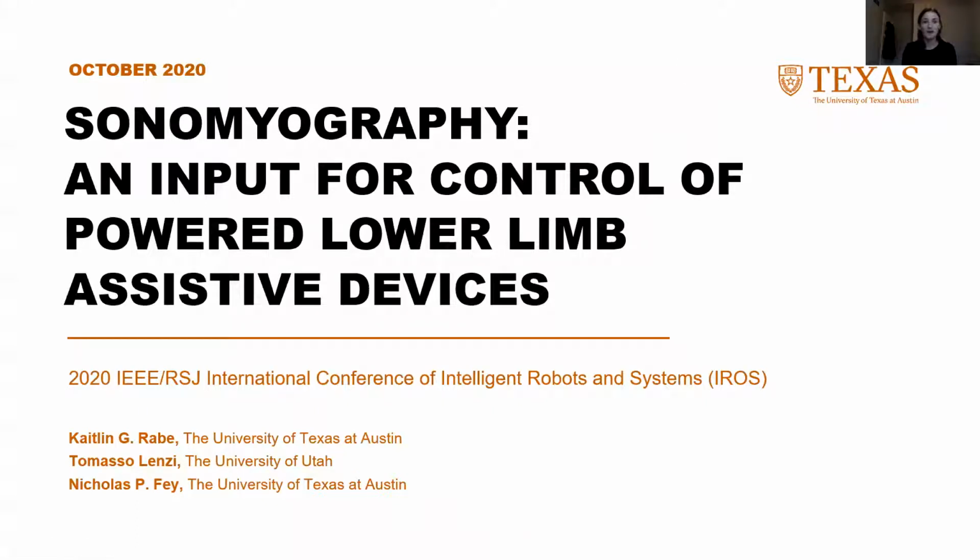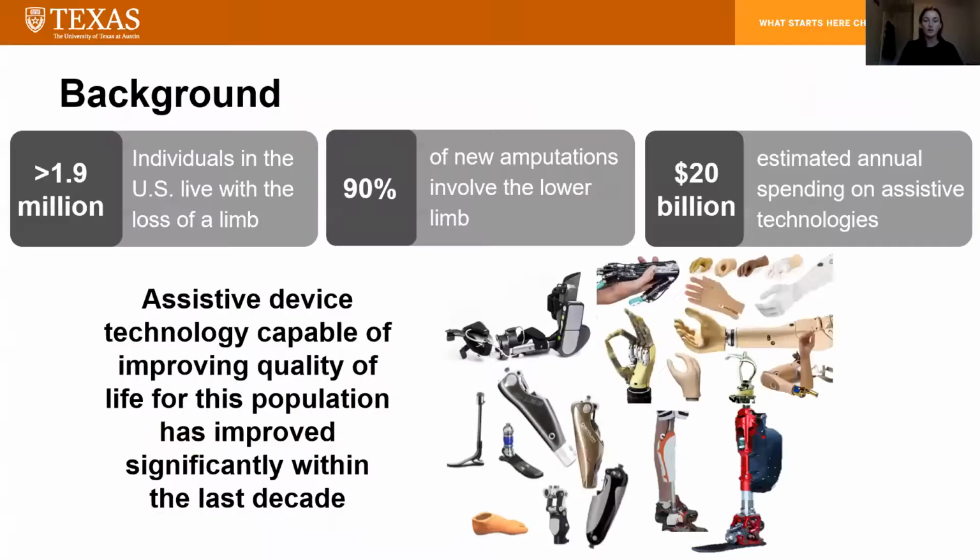My name is Caitlin Raby. I will be speaking to you about sonomyography as an input for control of powered lower limb assistive devices. More than 1.9 million individuals in the United States live with the loss of a limb, and 90% of new amputations involve the lower limb.